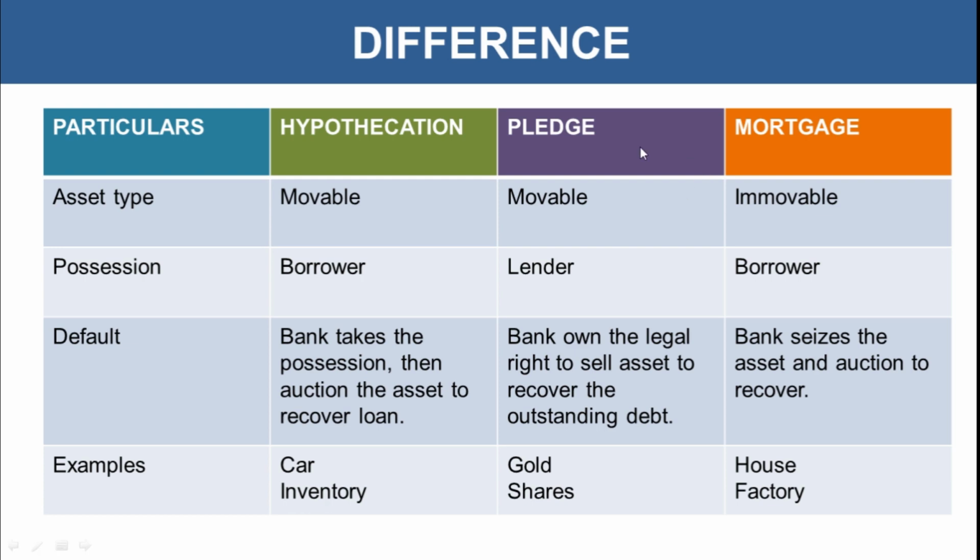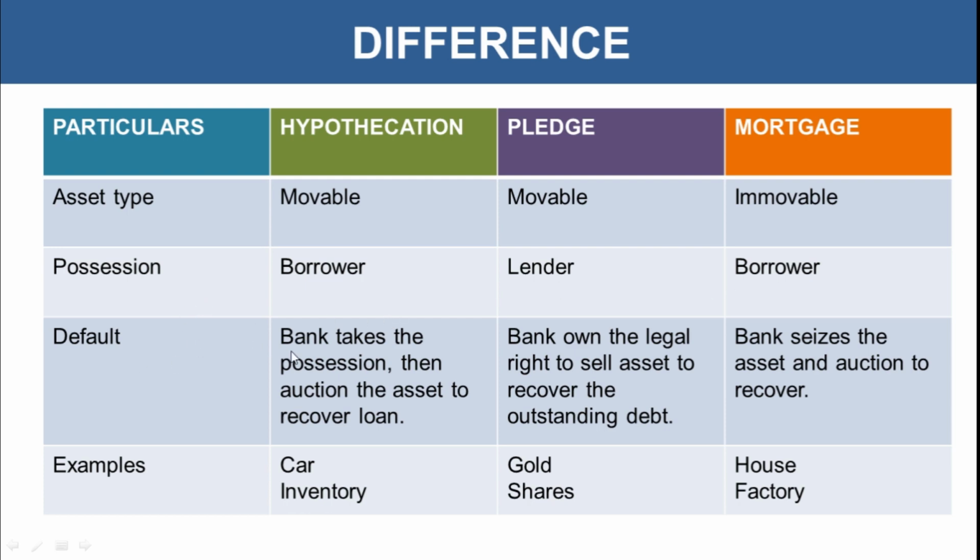Now let's see in brief the differences we talked about in hypothecation, pledge and mortgage. Asset type: in hypothecation it was a movable asset which we kept as security. In pledge it was again a movable asset, but in mortgage it was an immovable asset. Possession in hypothecation lies with the borrower. In pledge we pass on the possession to the bank or FIs, so it is with the lender. And in mortgage also the possession lies with the borrower itself.